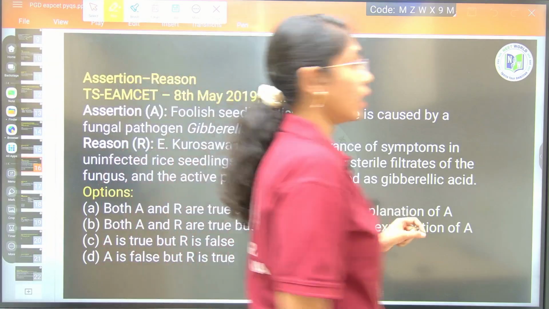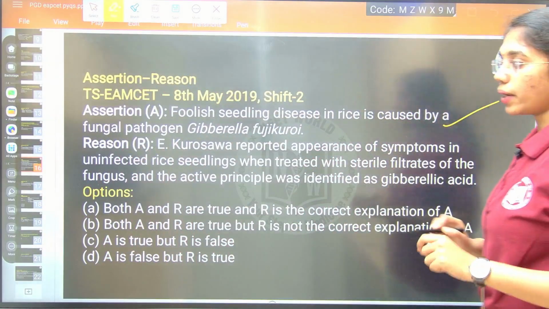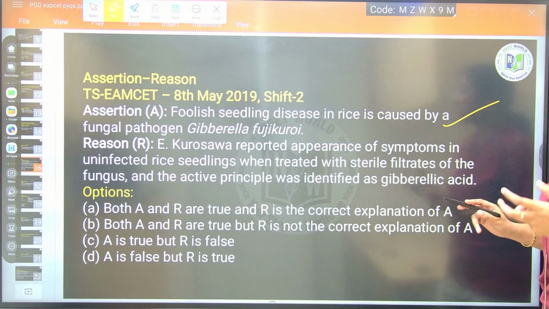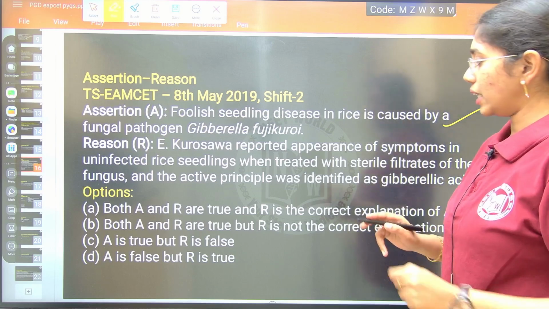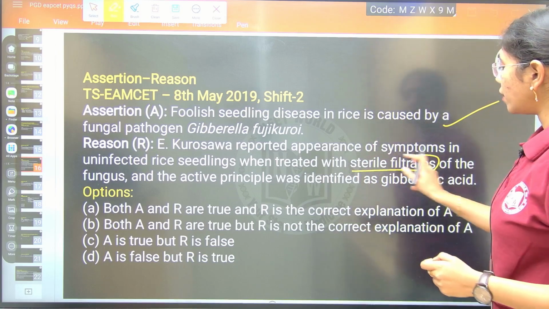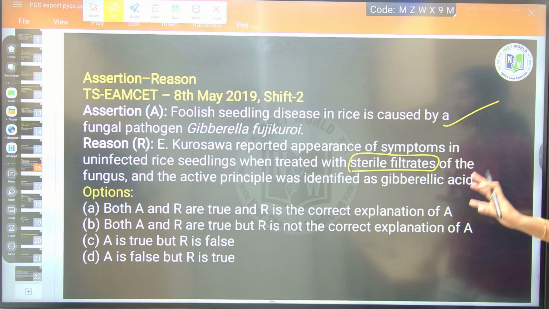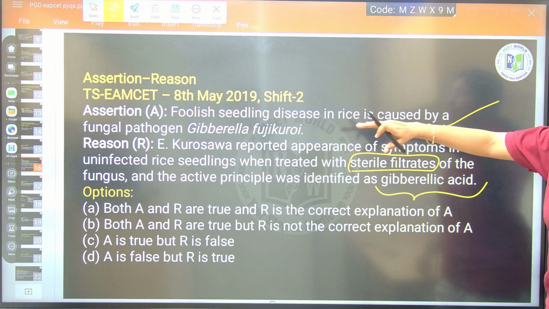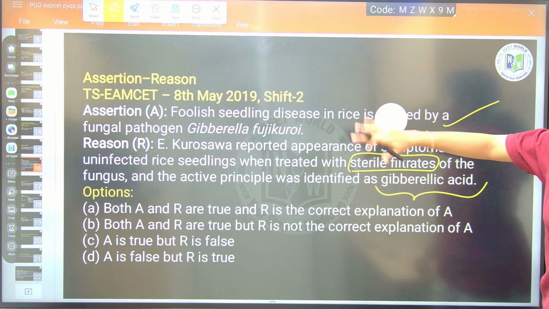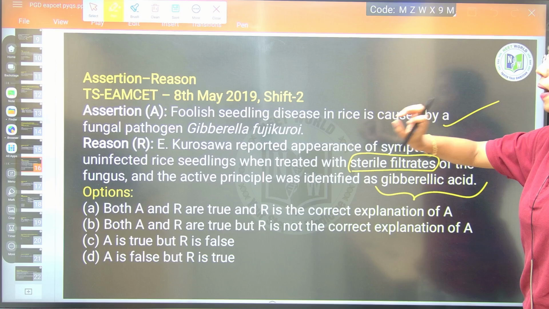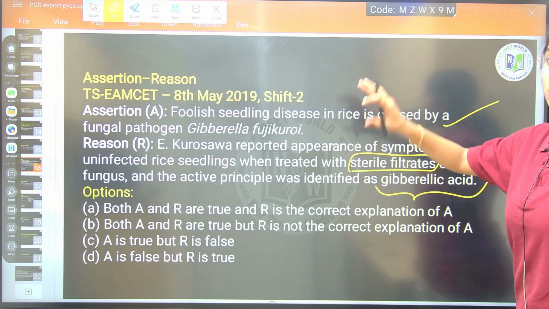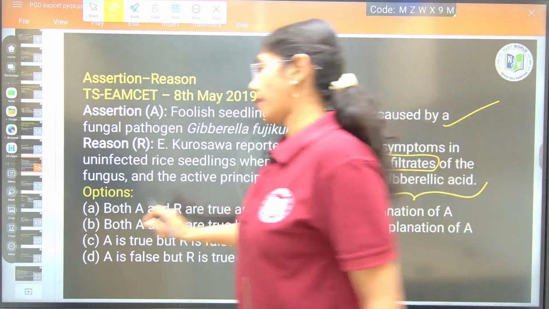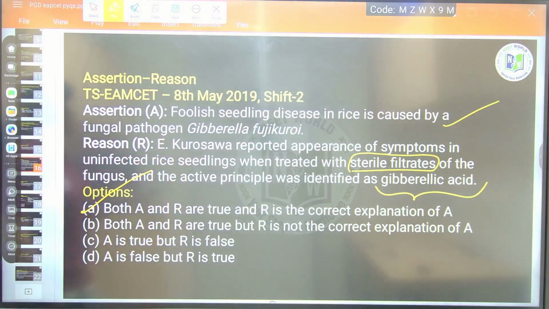Gibberella? Yes, absolutely. In the reason, it is Kurosawa who reported appearance of symptoms in infiltrates of the fungus, and the active principle was identified as gibberellic acid. So A and R are both true, and the reason is correctly explaining the assertion.